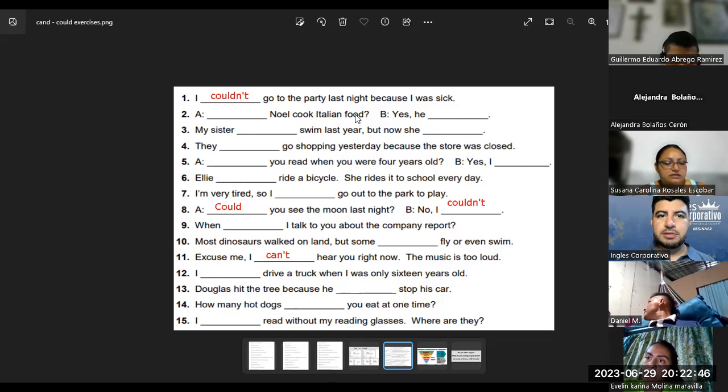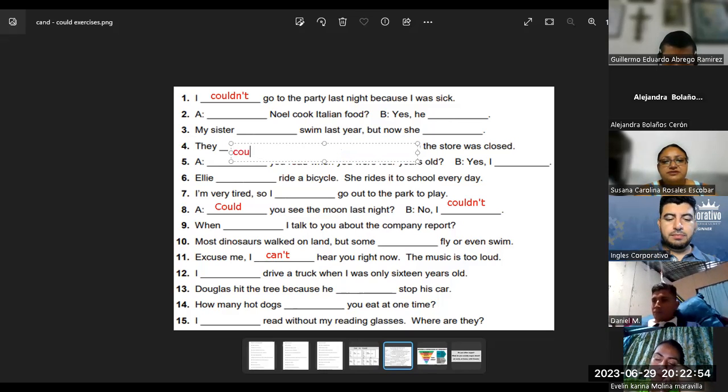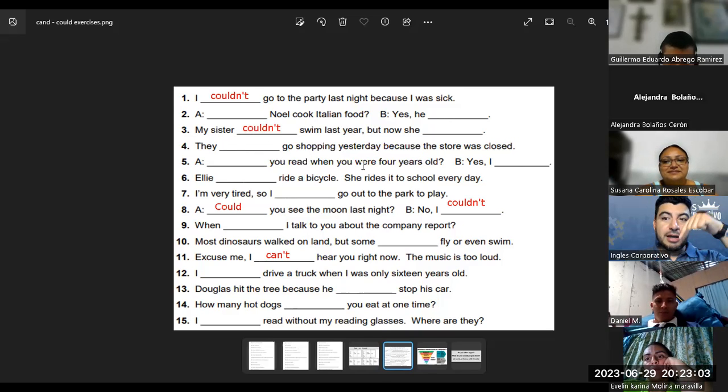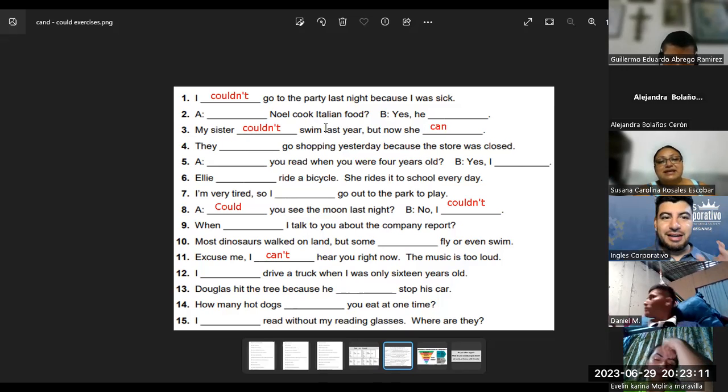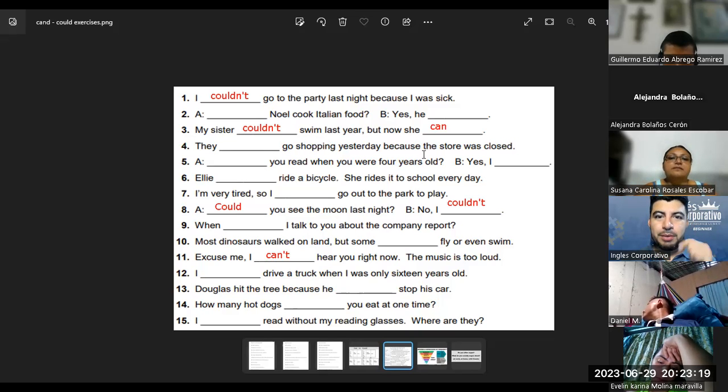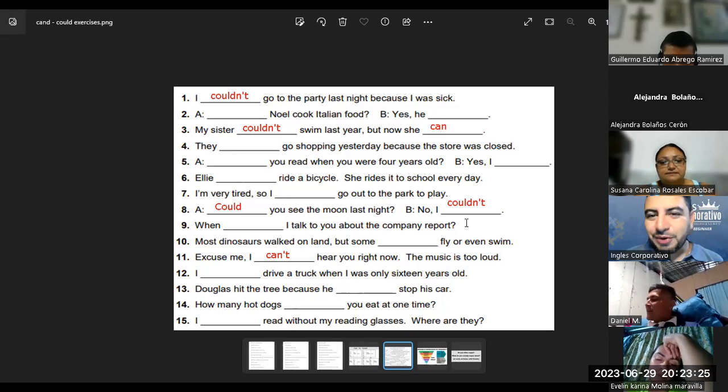Okay, we go now with Susie. Okay, turn number three. My sister could not swim last year, but now she could. Okay, nice. My sister couldn't swim last year, but now, pero ahora, but now she? Could. She can. Mi hermana no podía nadar el año pasado, pero ahora ella puede. Yes, thank you. Okay. Very nice, Susie.